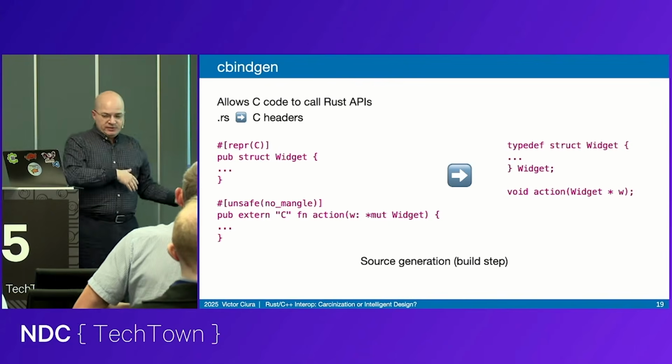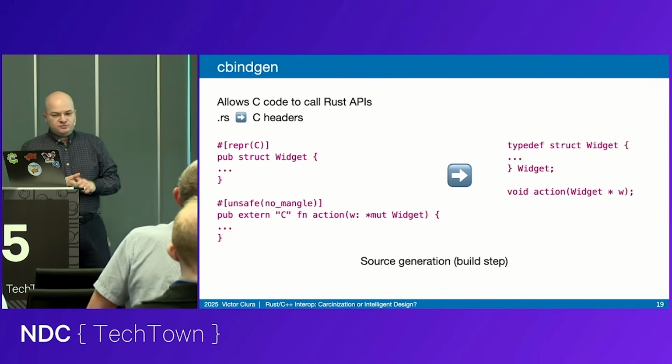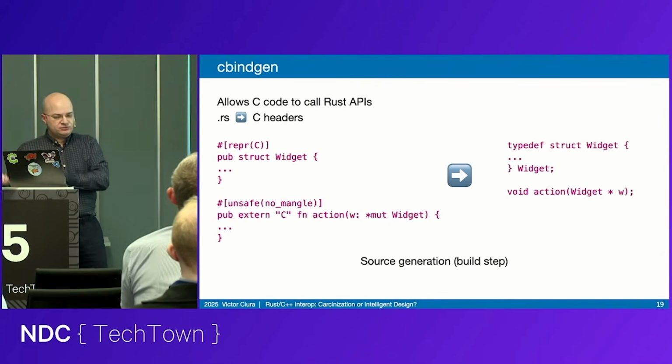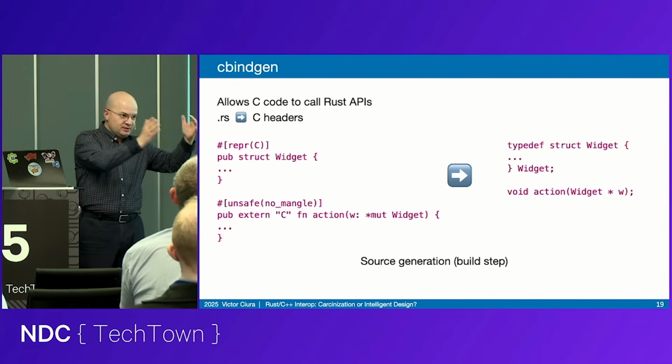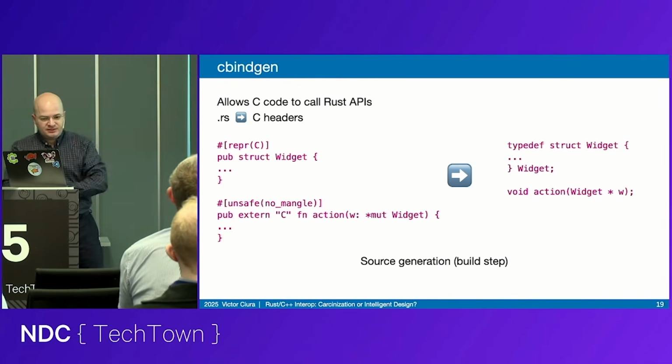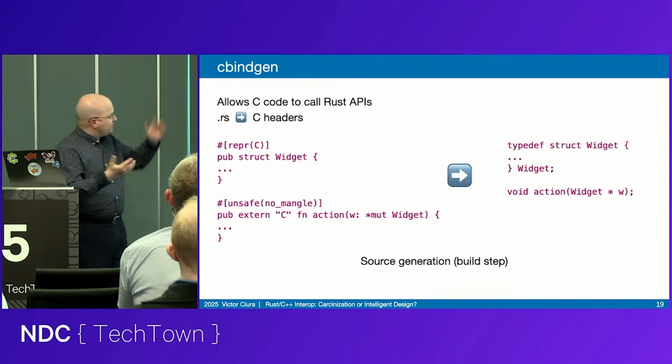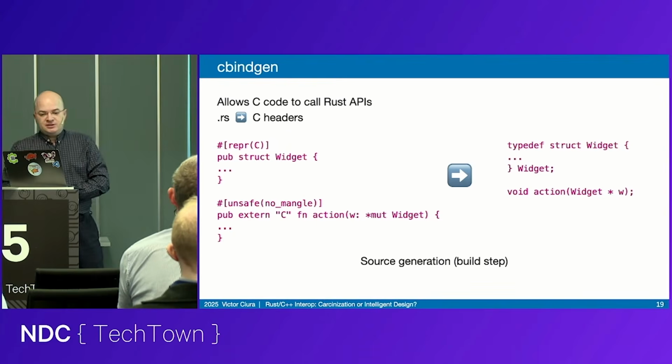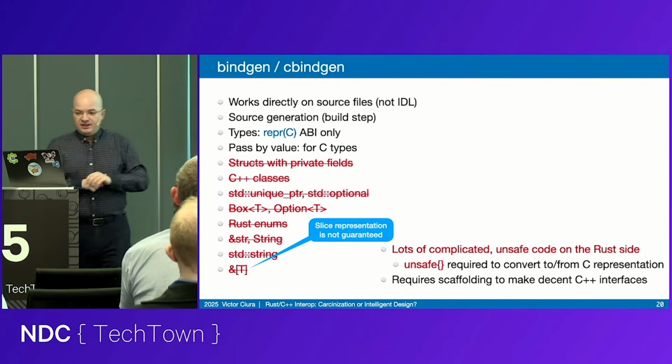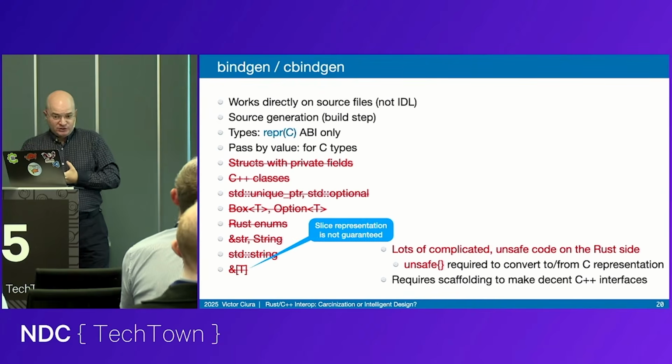If you want to go the other way, right? C code to call into Rust APIs, turning .rs files into C headers. Symmetric solution, almost. Again, nothing surprising here. Source generation, build step, nothing interesting. Probably you're bored by now. So let's put them in the same bucket and talk about what they offer.